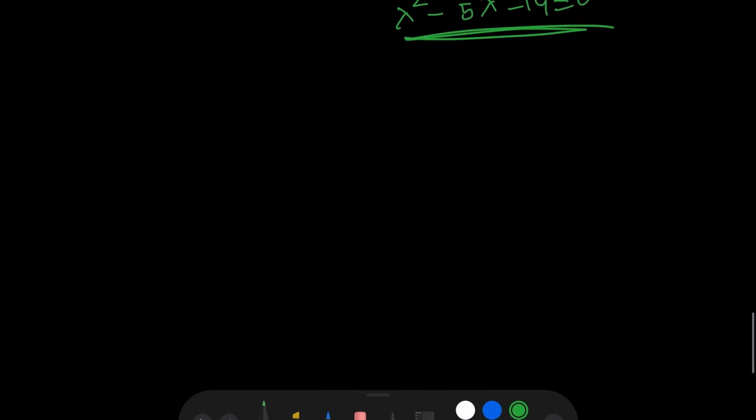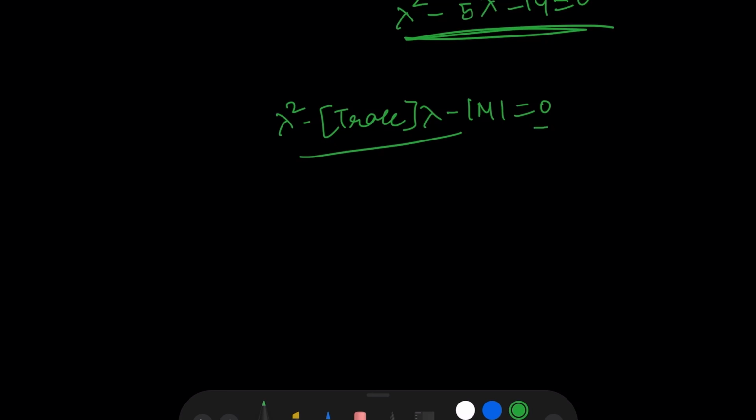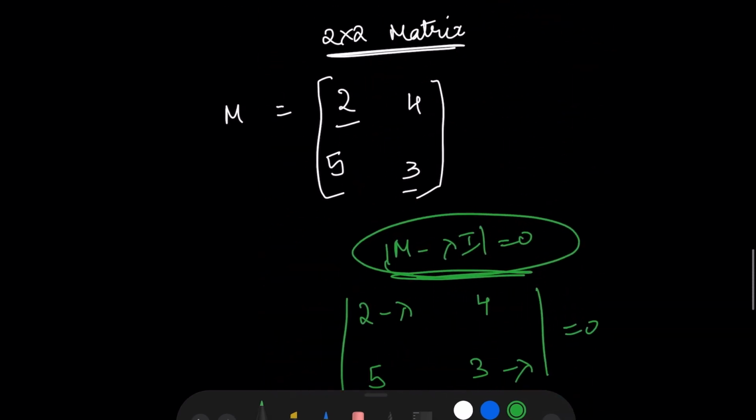So the shortcut method to find the characteristic equation for a 2x2 matrix is lambda square minus the trace of the matrix into lambda minus the determinant of the matrix, and this equated to 0 will give me the characteristic equation. So what is the trace of this matrix? Trace for any matrix is the sum of all the elements that are present in the diagonal. So here 2 and 3 are present in the diagonal, so the sum of 2 and 3 is 5, right?